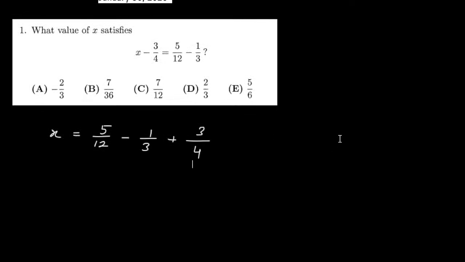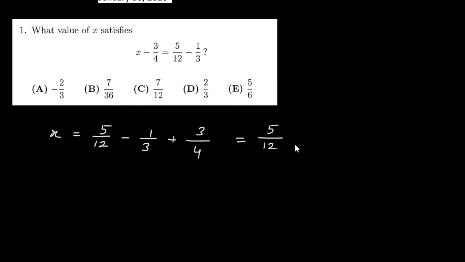What value of x satisfies? So the equation is given. Now if you add 3 by 4 on both the sides, you will get x equals 5 divided by 12 minus 1 divided by 3 plus 3 divided by 4. Okay, now when we have to solve rational numbers, we first make their denominators the same. So here we take the LCM of the denominators. LCM of 12, 3 and 4 is 12.